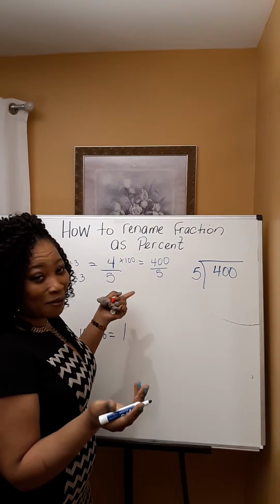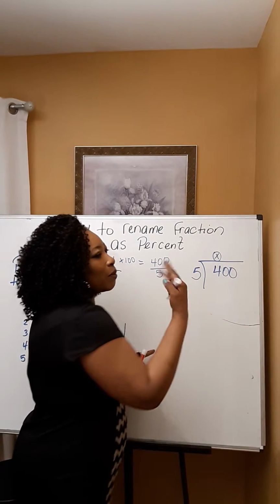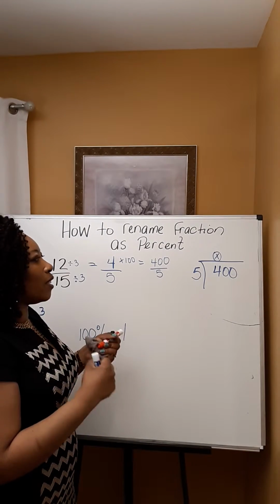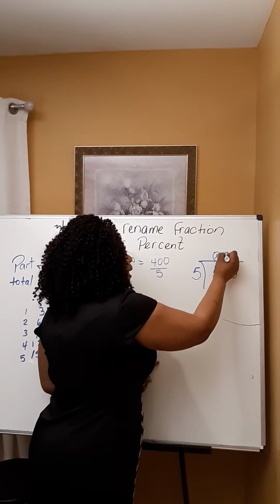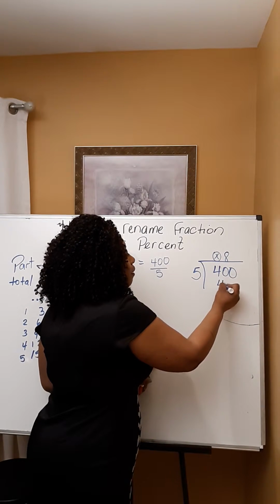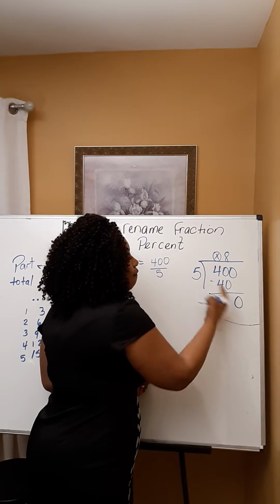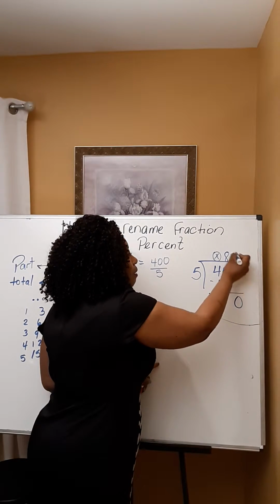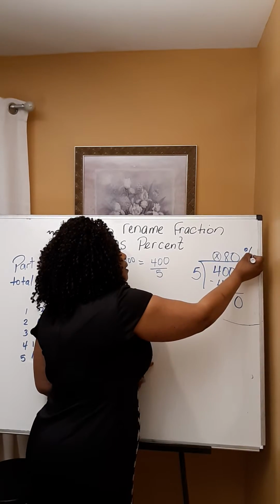So now I could divide. 5 goes into 4 0 times. I put an X just to remind us that it was not enough for me to get a group. 5 goes into 40, which is going to be 8 times. 5 times 8 is 40. I'm going to subtract. I'm going to have 0 left over. 5 goes into 0, 0 times. So now I know that my answer is going to be 80%.